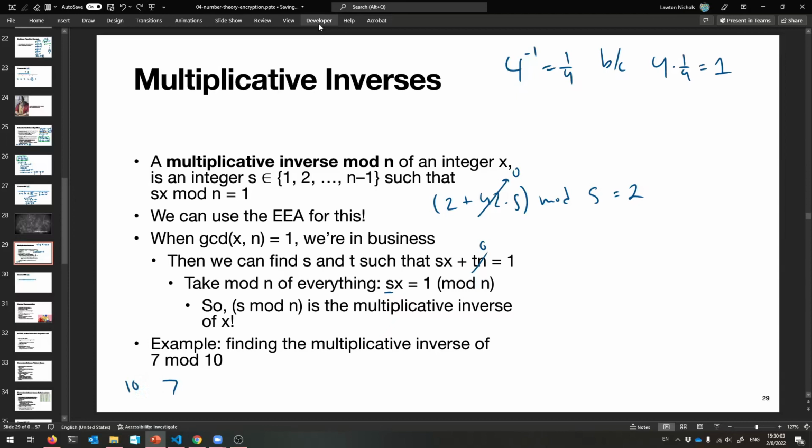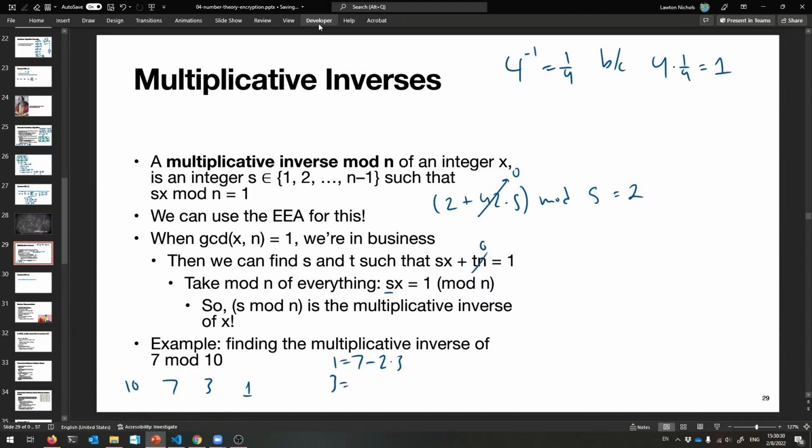Well, there's 3 left over. Now 7 mod 3. There's 1 left over. And then anything mod 1 is 0. So the answer is 1. Cool. That was our first requirement. Now let's find those coefficients. Let's express 1 in terms of 7 and 3. So 1 is equal to 7 minus 2 times 3. And then let's express 3 in terms of 10 and 7.